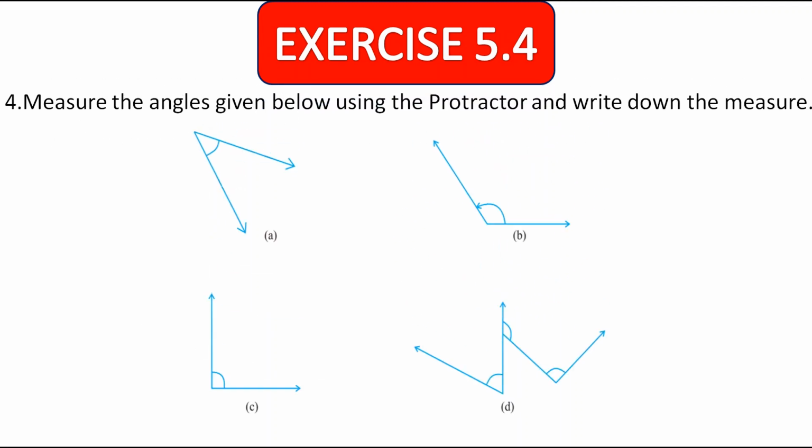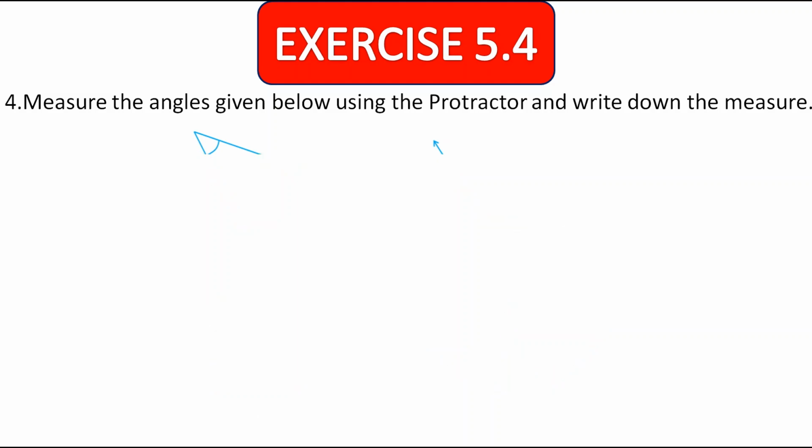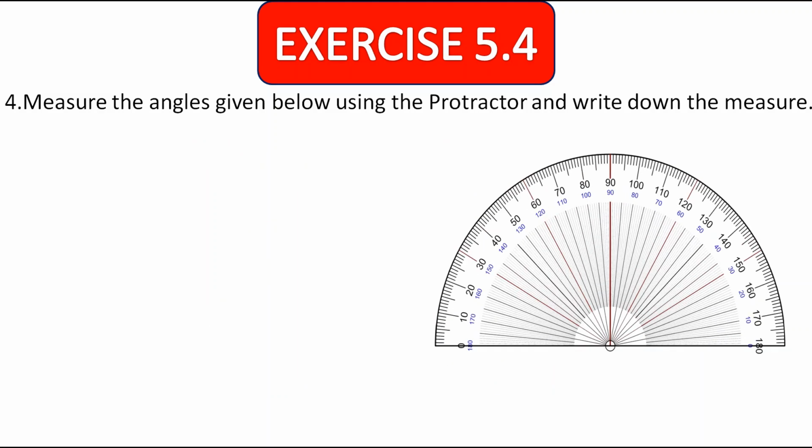Measure the angles given below using the protractor and then write down the measures. For this, you should first know how to measure an angle with the help of a protractor. Then only you will be able to solve this question. So I'll give you a brief explanation of how to measure angles with the help of a protractor. See here. This is a protractor. Here there are lines, and these are some numbers from 0 to 180. Some are starting from here and some are starting from here. Which number we have to use, I'll tell you.